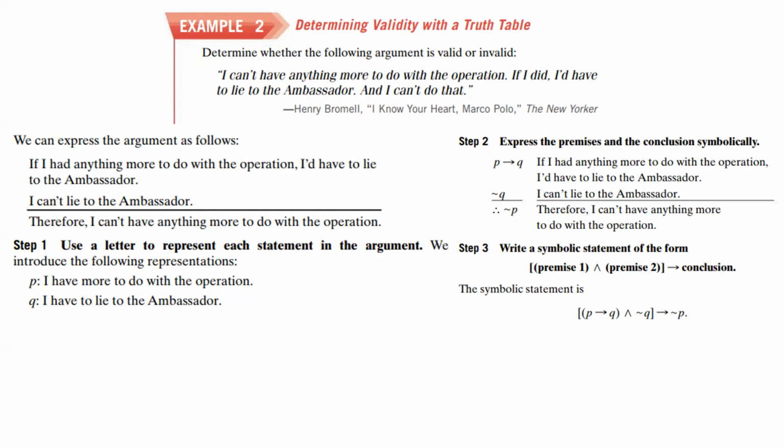And again, we're going to build the argument. If we have this argument here and he is not telling the truth about how he can't lie to the ambassador, we probably shouldn't be making that argument, or we're almost assuming these premises are going to be true. But that's an aside. Let's just build the truth table. Our first premise is if P then Q. Our second premise is tilde Q.